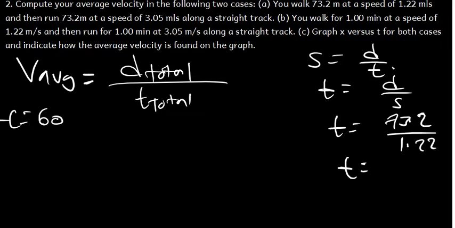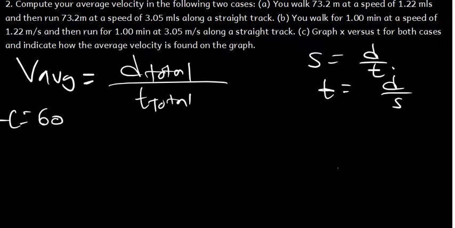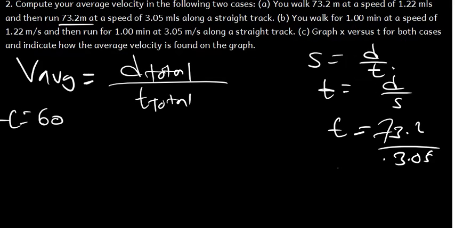Okay, now the second one, we're going to use the same formula. Now we need to find the time again. So we're going to plug in the values where we have the distance, which is the same, 73.2. We're talking about this case now. I'll divide it by the speed, which is 3.05. So I have 73.2 divided by 3.05, which is giving me 24. Okay, so the second time which we have is 24.